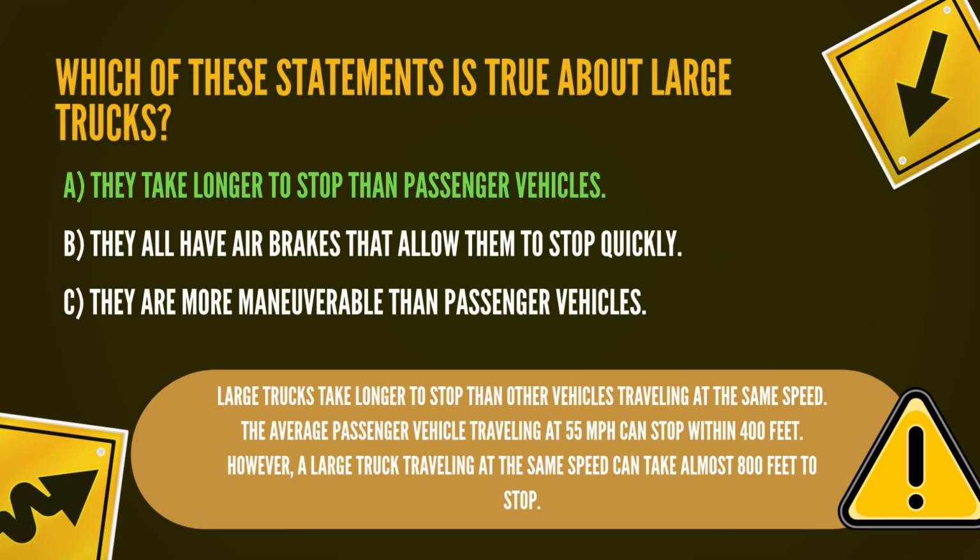Correct answer is option A. Large trucks take longer to stop than other vehicles traveling at the same speed. The average passenger vehicle traveling at 55 miles per hour can stop within 400 feet. However, a large truck traveling at the same speed can take almost 800 feet to stop.